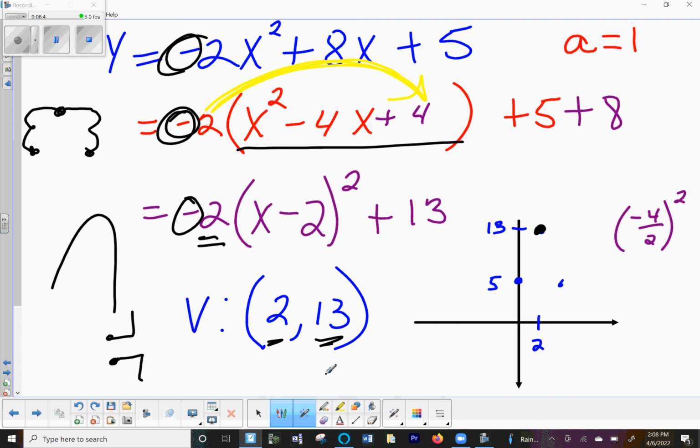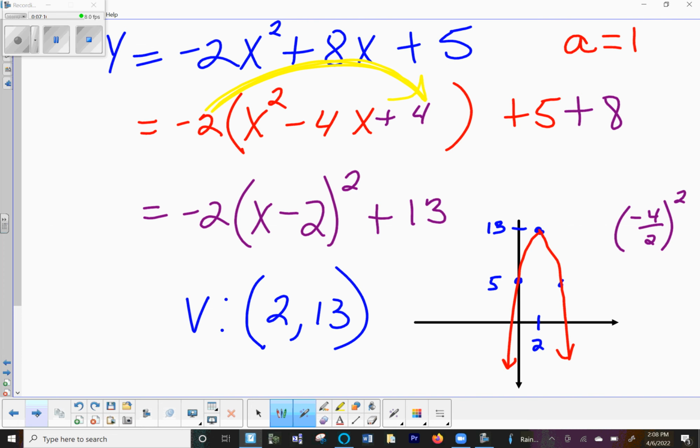So look what I've done here. I went from this point, if I go over 1, I'll go down 1 times 2, which would be down 2. But then if I go over 2 spaces, normally you would go over 2 and down 4, but because of the 2, I'm going to go over 2 and down 8. So from 13 down 8 takes me to 5. Now, I could have also seen back in the original equation that 5 was the y-intercept because that's the constant term at the end. Then we just fill in the parabola, and there you go.